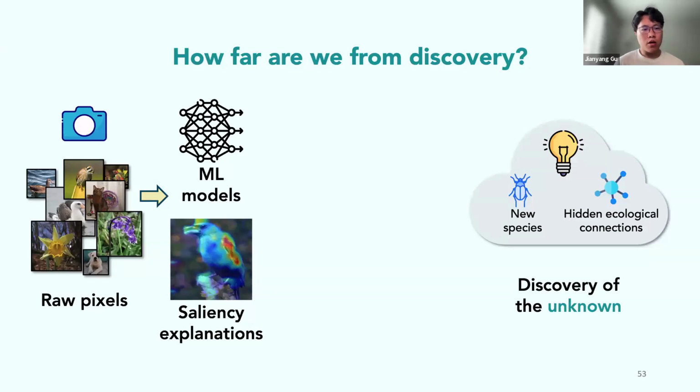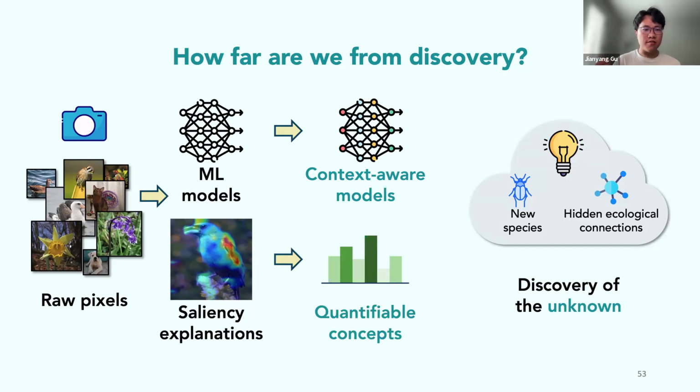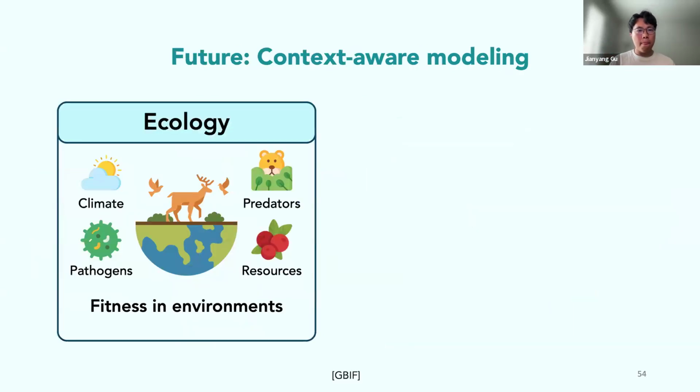In this talk, we discussed how to transfer raw pixels into foundation machine learning models, as well as how to create saliency explanations. The next step is we want modeling that is influenced by context, and we want to quantify these concepts, these explanations. These two directions can then lead to the discovery of the unknown. So firstly, I'm going to talk about some future directions.